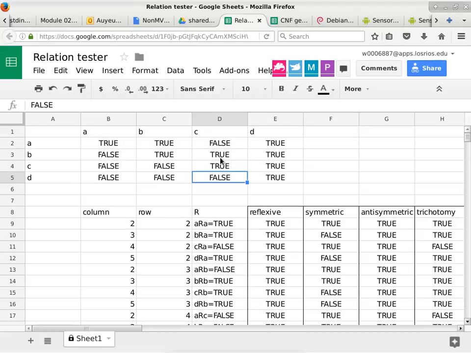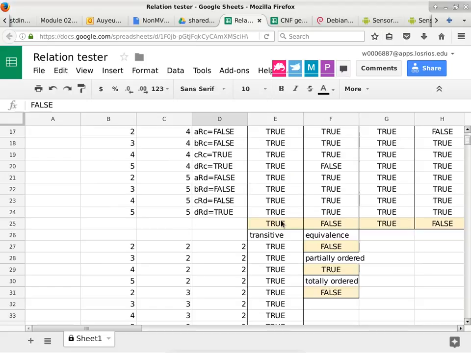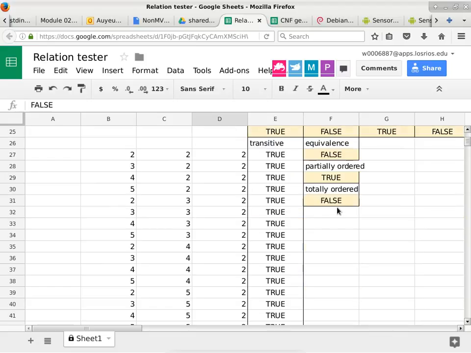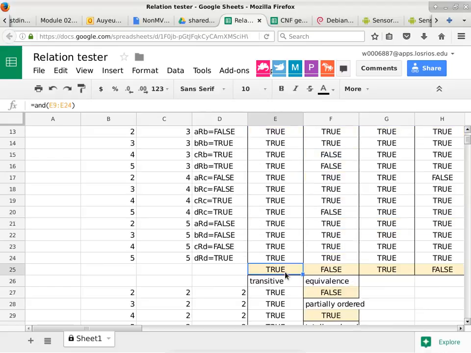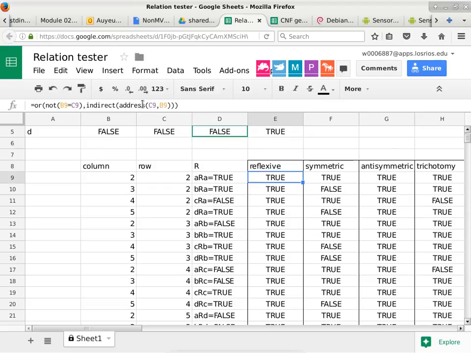So I'm hoping this will be useful, because it's not just being able to verify the properties of a particular relation, because when you look at all the beige color cells, those are all answers that are automatically computed by the spreadsheet itself. But if you look at how these equations are done, if you look at the actual formula in the spreadsheet, that will also help you understand what does it mean when we say reflexive? What does it mean when we say symmetric, and so on? Because each one of these cells is a particular computation.